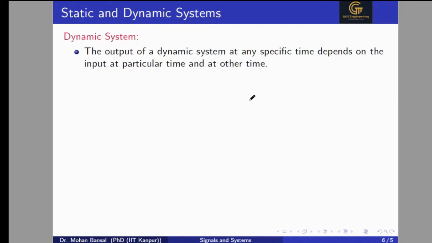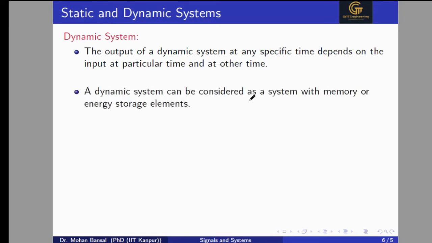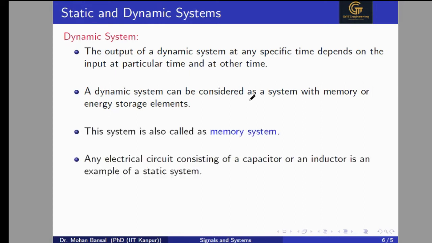Now, a dynamic system is just the opposite of that. A static system depends only on the present value of the input. But a dynamic system depends on the past value of the input as well as the future value of the input. The system will become dynamic, and it consists of memory because it is storing some past values and the output is depending on the past value of the input. So it consists of memory elements. So this system is called a memory system.